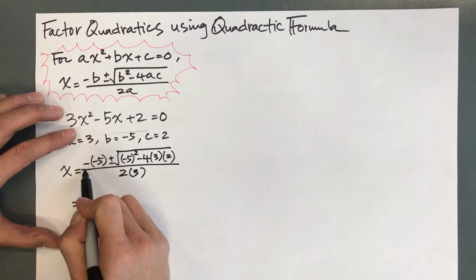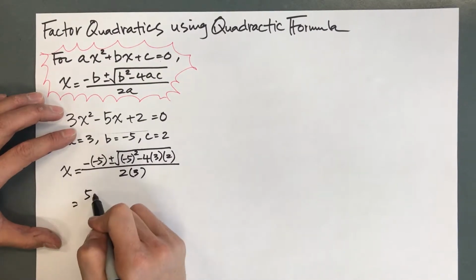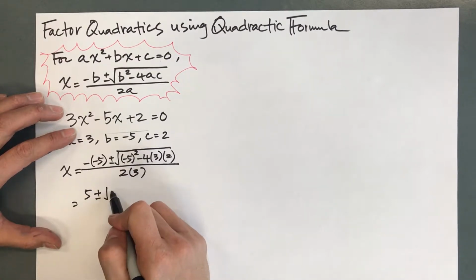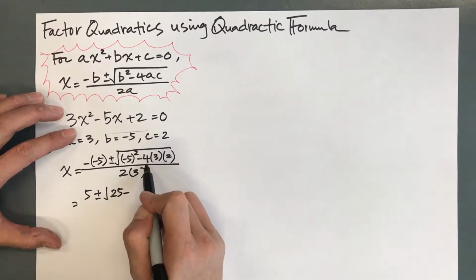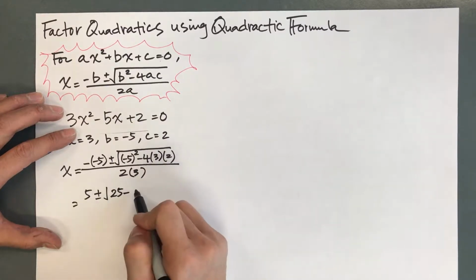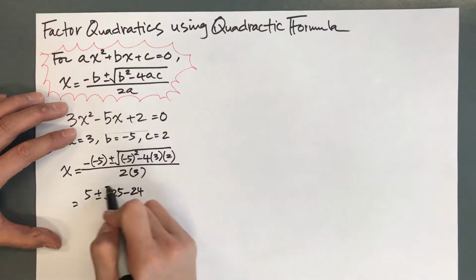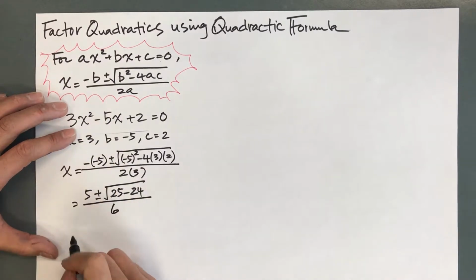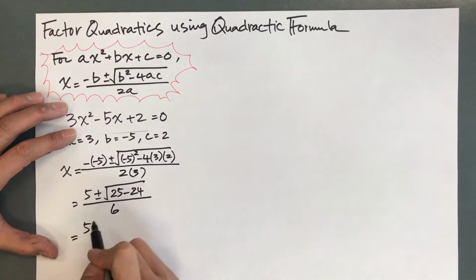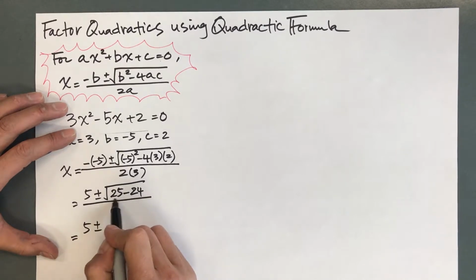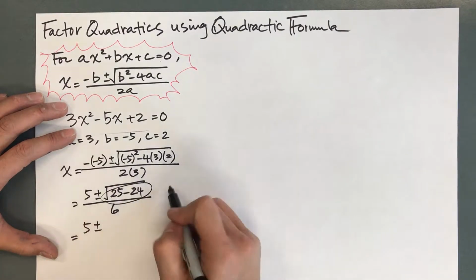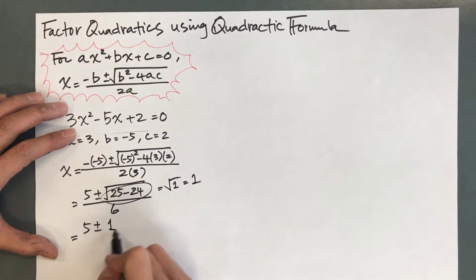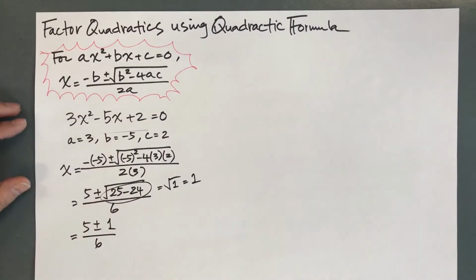Now we get negative negative 5 is 5, plus or minus the square root of negative 5 squared, which is 25, minus 4 times 3 times 2, which is 24, all over 2 times 3, which is 6. Now we have 5 plus or minus the square root of 1, right? This is the square root of 1, which is 1. So it goes like this.